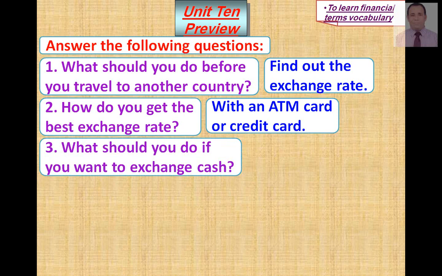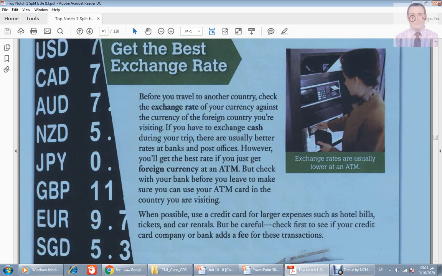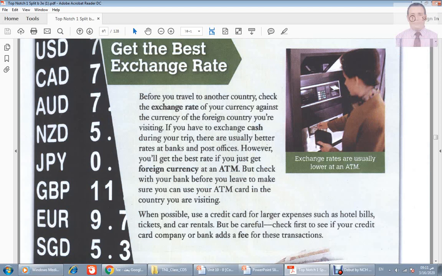What should you do if you wanna exchange cash? Now you wanna exchange cash, so what should you do? Okay, let's go to the passage. Here we said, when possible, use a credit card for larger expenses such as hotel bills, tickets, and car rentals. But be careful, check first to see if your credit card company or bank adds a fee for these transactions.